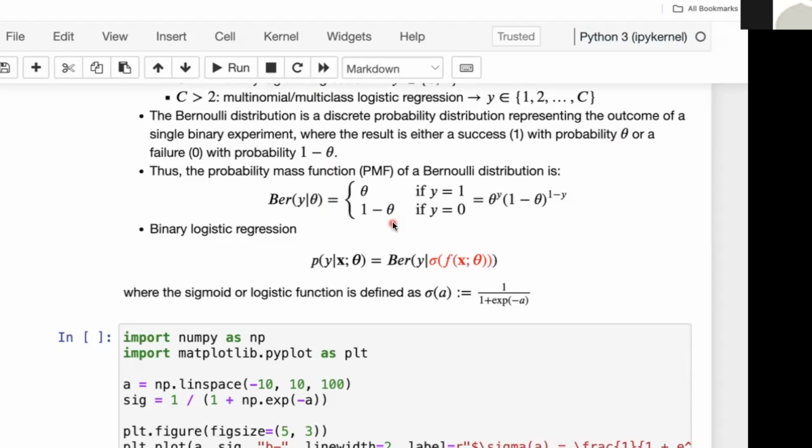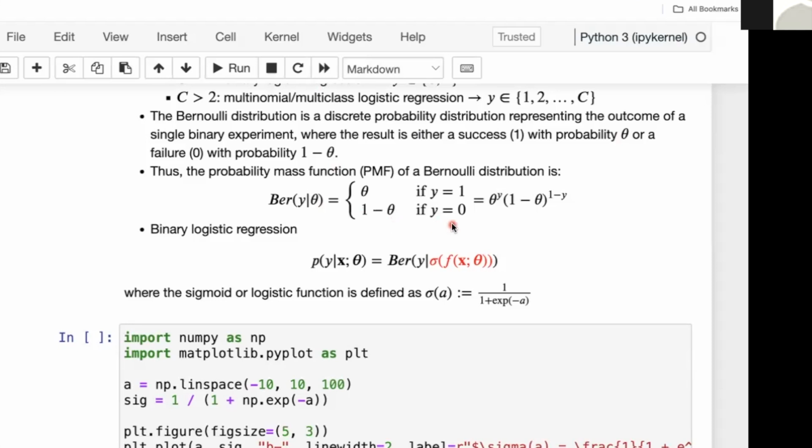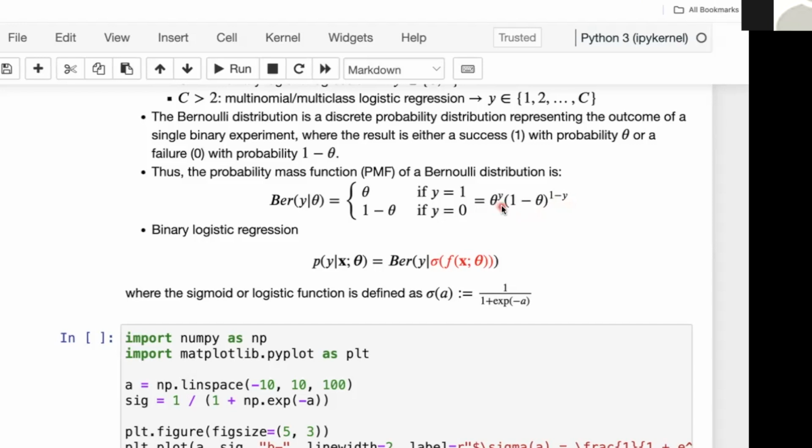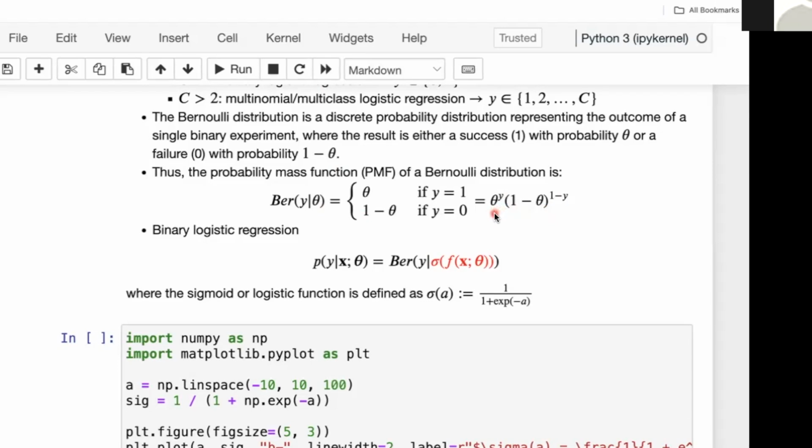Something to keep in mind is that we can actually write this in a more compact form, using the fact that these y's here are either 0 or 1. And we can write this as theta raised to the power of y, times 1 minus theta raised to the power of 1 minus y. And why does this work? If y equals 1, this exponent is 1, and this exponent is 0. So it means that only the first term is active, which is theta, and that's what we want.